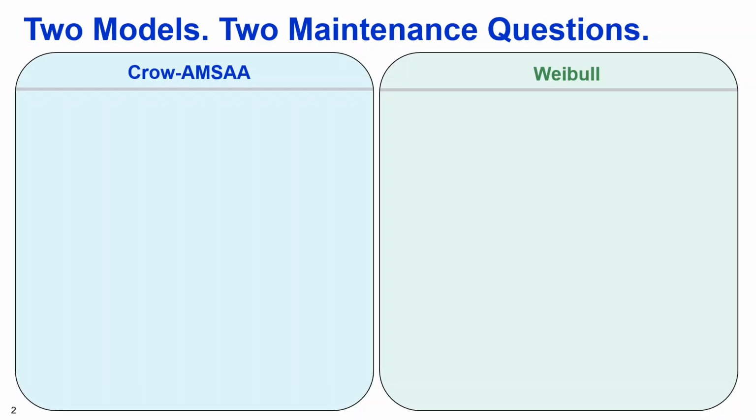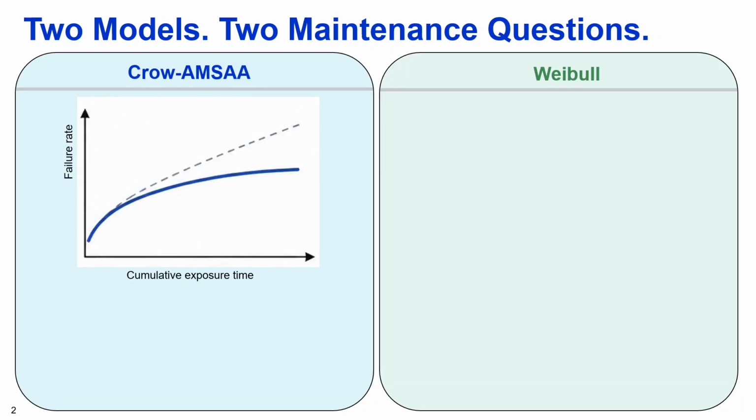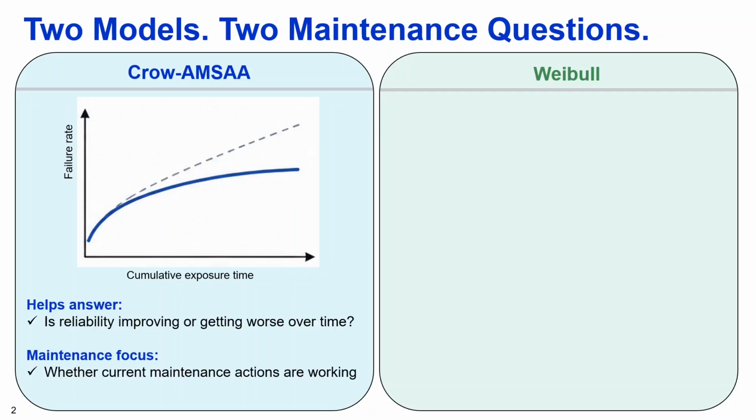To make the right maintenance decision, let's first review what information each model provides. Although both models use reliability data, they answer two very different maintenance questions. Crow-AMSAA focuses on the reliability trend. It tells us whether reliability is improving or getting worse over time, which helps us evaluate whether our current maintenance or corrective actions are working.